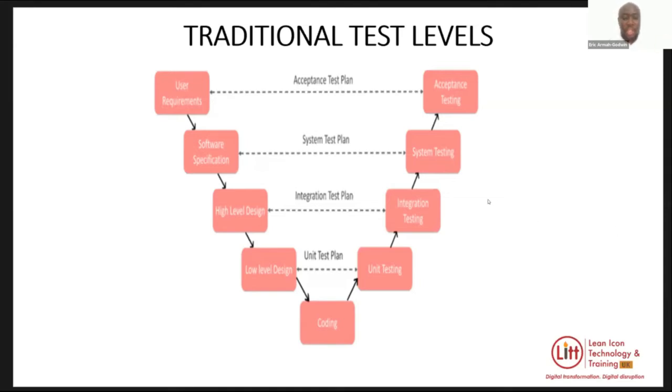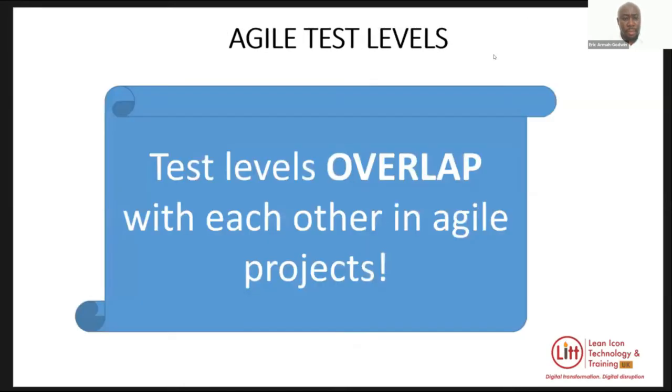If you come to Agile development, Agile works differently. The test levels overlap with each other in Agile projects. What does that mean? For every user story, for instance, the implementation and the testing activities overlap. You pick up one user story, you start working on it, testing gets done there, and user acceptance tests get done there.